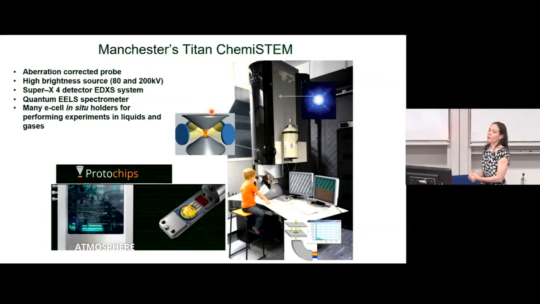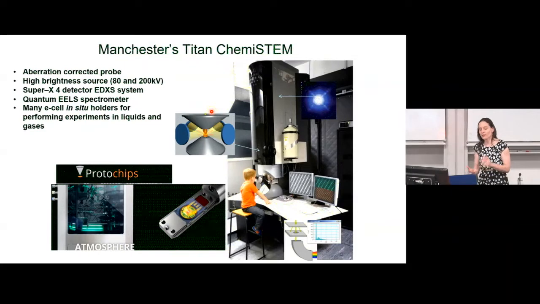The electron microscope has a full range of in-situ holders. So we are equipped with holders that will allow us to put liquid samples, put gas samples into the electron microscope to allow us to do experiments in liquids and gases. So heating up the sample, mixing liquids, looking at the reaction products, etc.